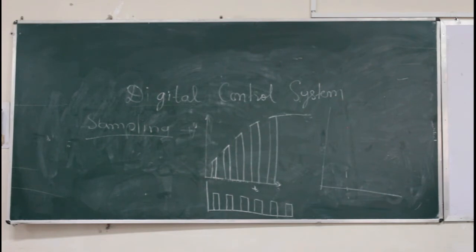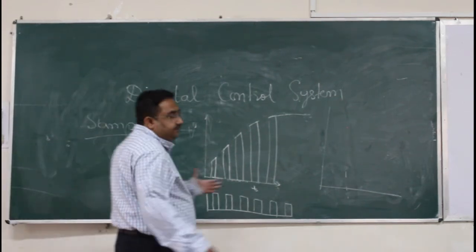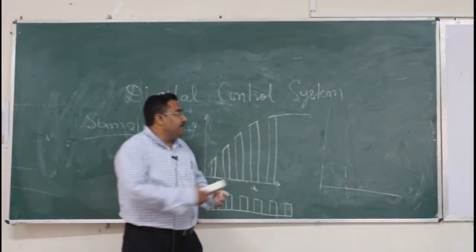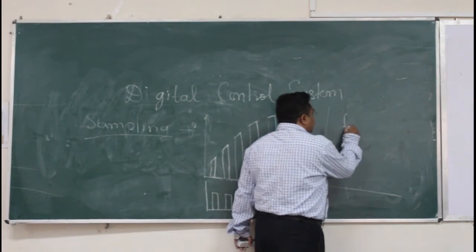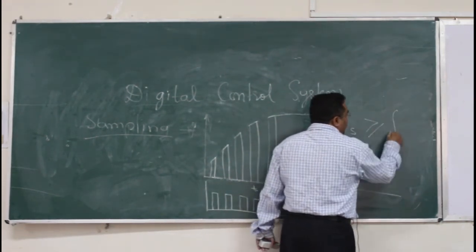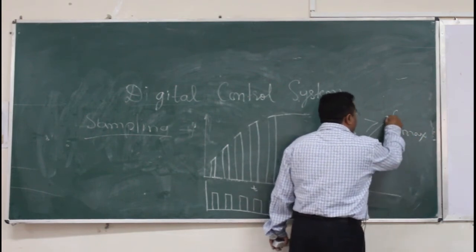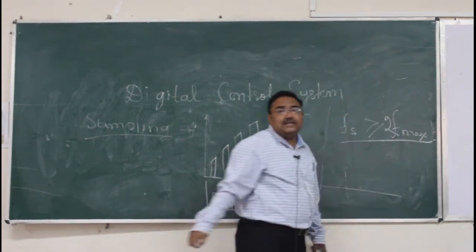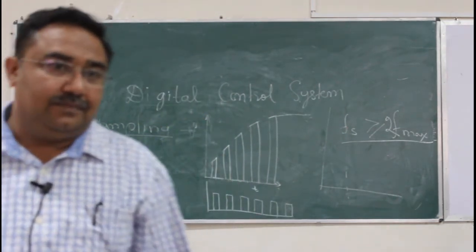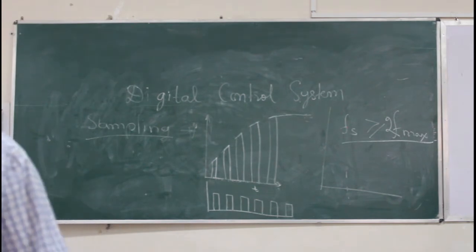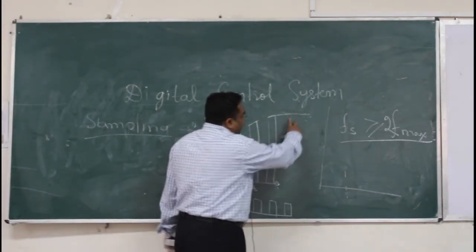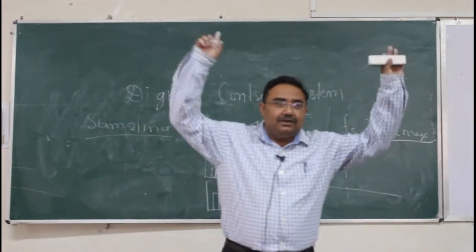Shannon stated that in order to recover the signal from the sampled signal, the sampling frequency should be greater than or equal to twice the maximum frequency component present in the system. You got my point or not? Is it not that the signal is there, I take this and this part, process it, and give me the result?